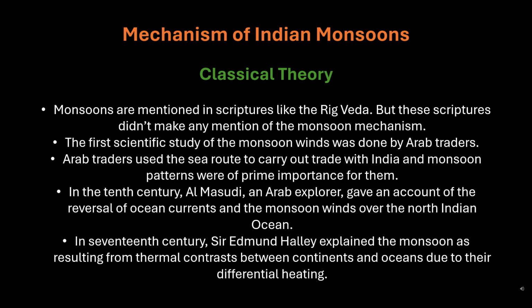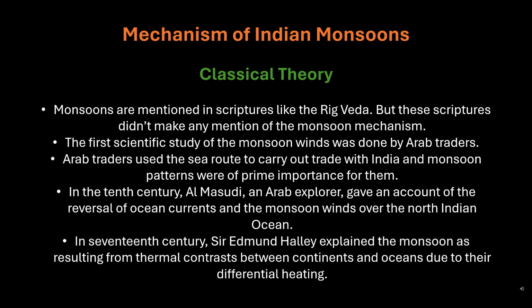Classical theory. Monsoons are mentioned in scriptures like the Rig Veda, but these scriptures didn't make any mention of the monsoon mechanism. The first scientific study of the monsoon winds was done by Arab traders. Arab traders used the sea route to carry out trade with India, and monsoon patterns were of prime importance for them. In the 10th century, al-Masudi, an Arab explorer, gave an account of the reversal of ocean currents and the monsoon winds over the North Indian Ocean.